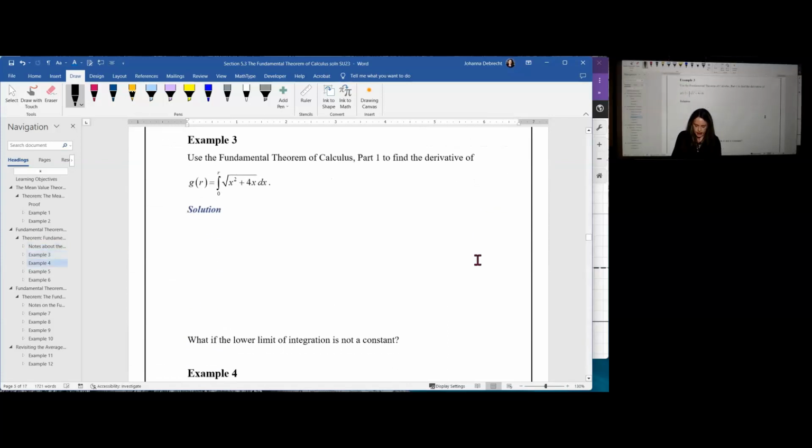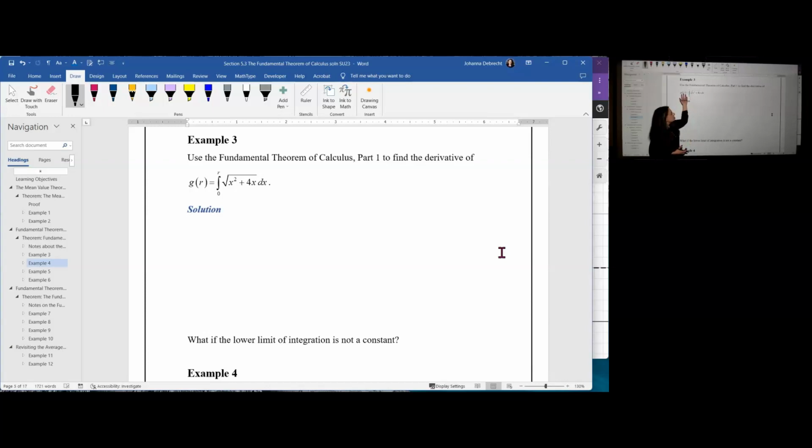Let's go ahead and see how to apply the Fundamental Theorem of Calculus Part 1. In this example, we have a function g of r. G of r is the antiderivative function, our uppercase F. It's set equal to the integral from 0 to r of the square root of x squared plus 4x dx. The square root of x squared plus 4x is our lowercase function, f of x.